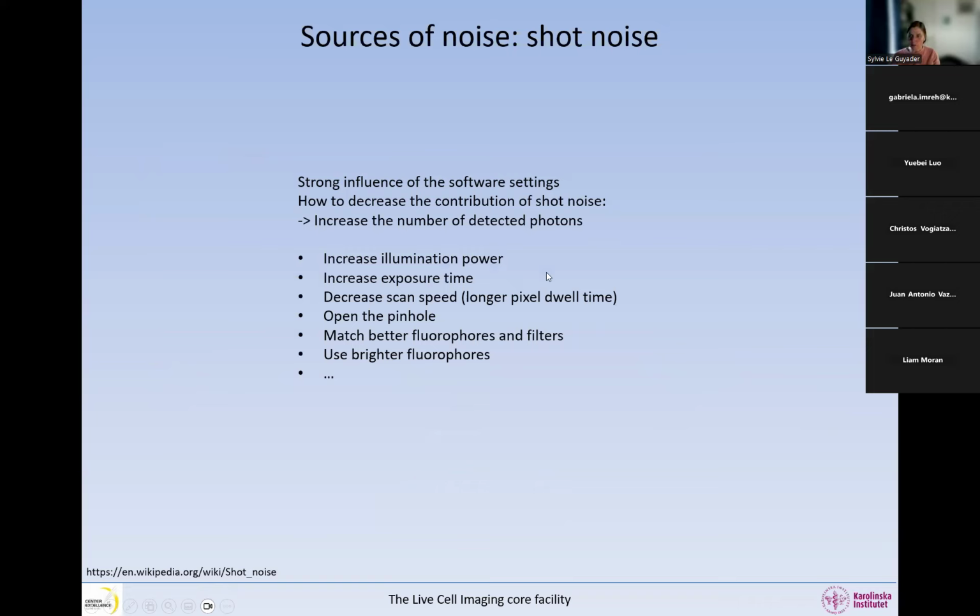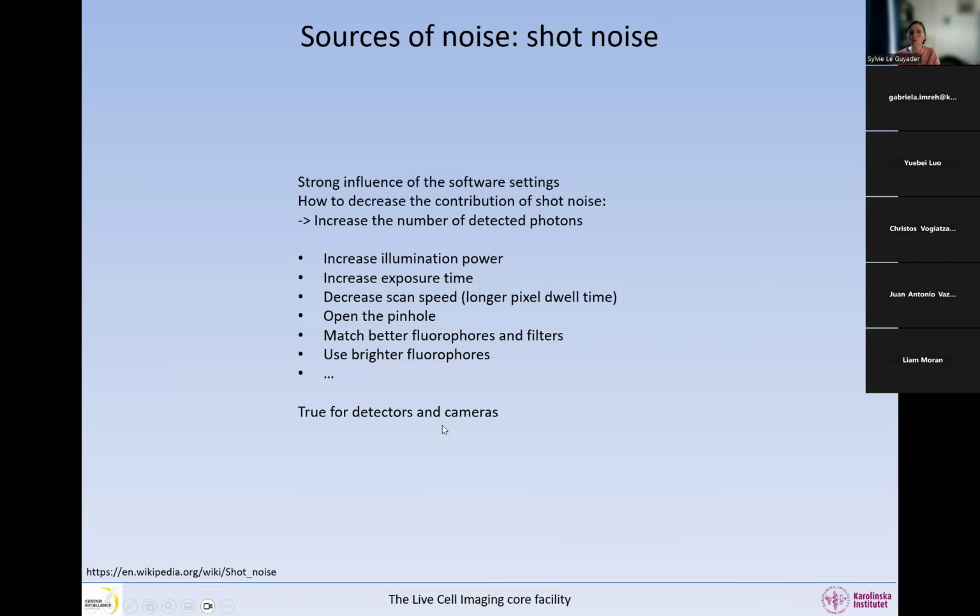We can increase the illumination power. So push the lasers, the LEDs, the mercury lamp, something. We can increase the exposure time, or we can decrease the scan speed on the point confocal, so we can have longer pixel dwell time. Again, we integrate all the photons going to the sensor. We can open the pinhole if we look at a confocal. And we could also match the fluorophores and the filter better. That will also increase the number of photons that make it to the sensor, and therefore we will have less noisy images. And we can use brighter fluorophores. So clearly this is part of the sample design.